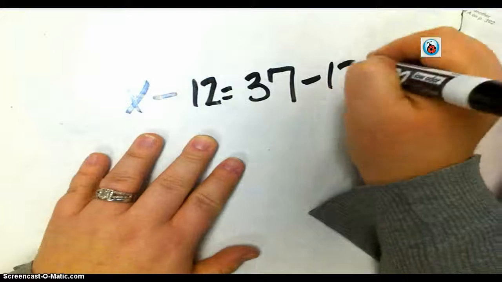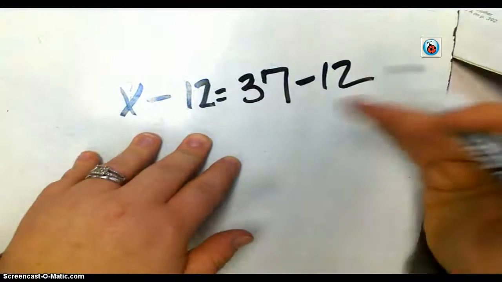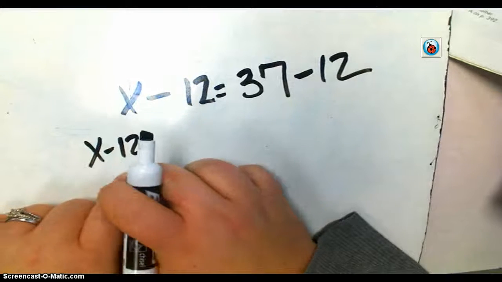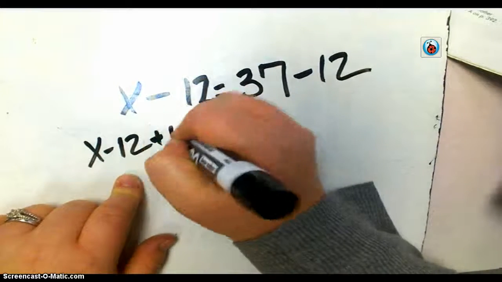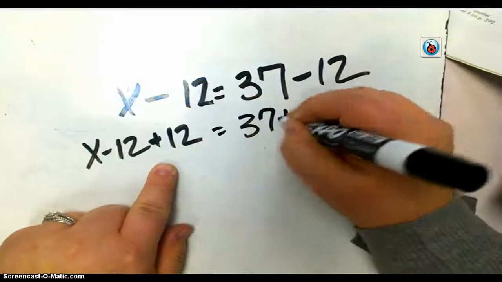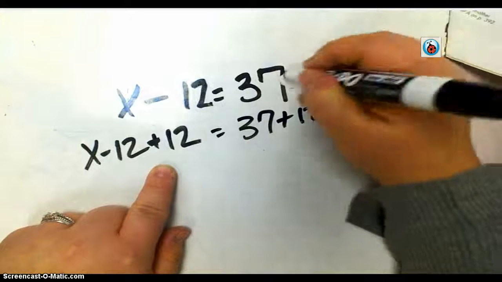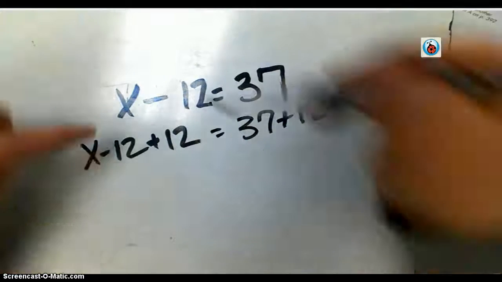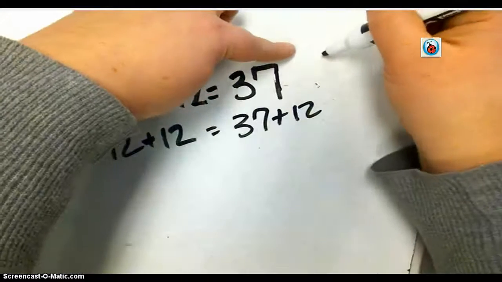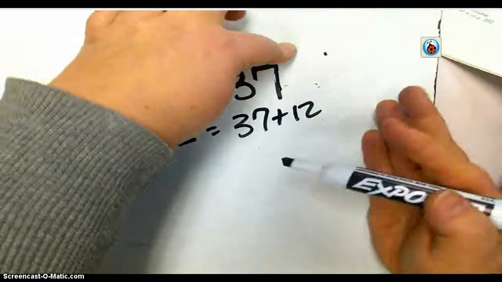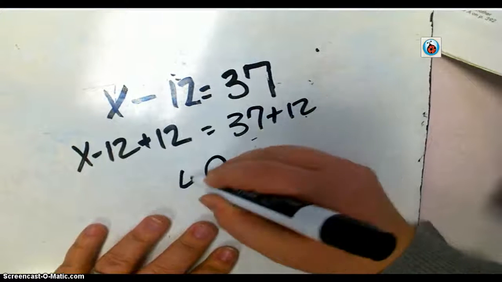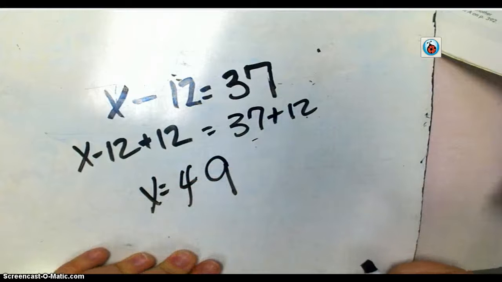Some of you are just taking minus 12 over here. You can't do that. You have to do the inverse. I'm going to write this as x minus 12. In order to cancel this negative 12 out to get 0, I have to add 12. If I'm adding 12 over here, I have to add 12 here. If this says subtract 12 here, your brain should start thinking, I need to add 12 over here. I need to do the inverse to the other side. 37 plus 12? 49. x equals 49.